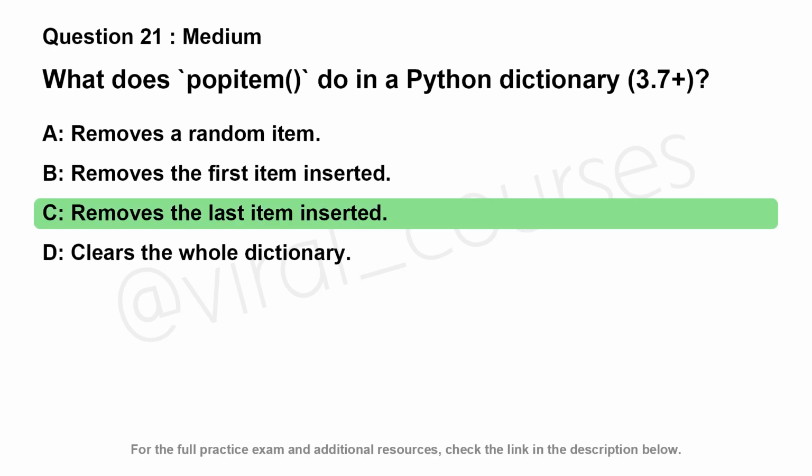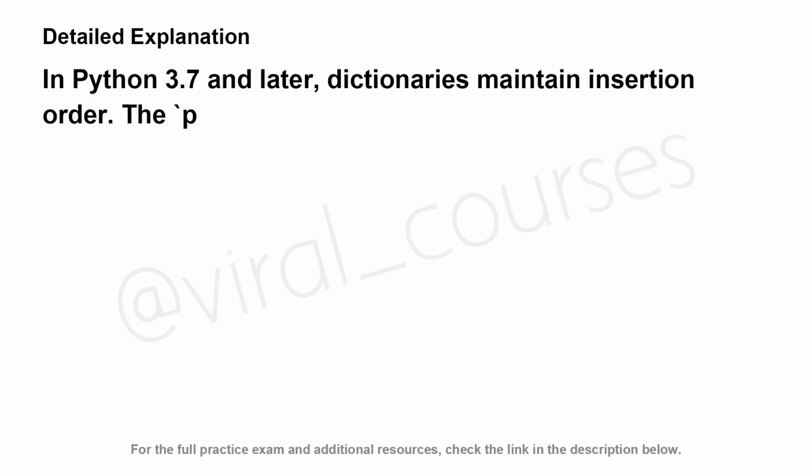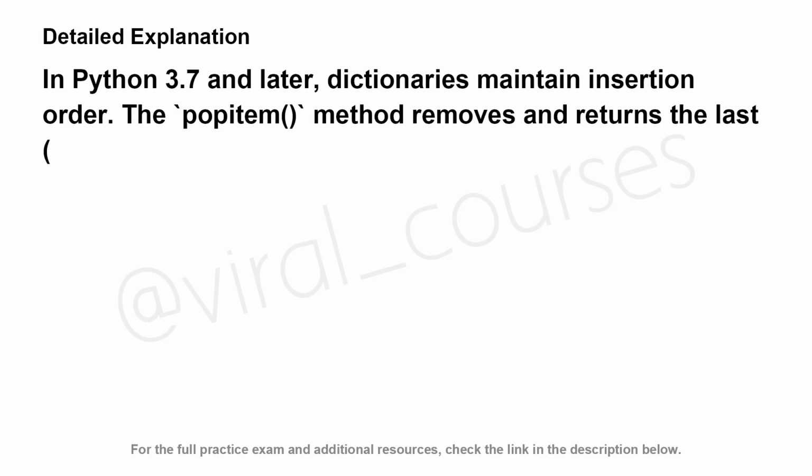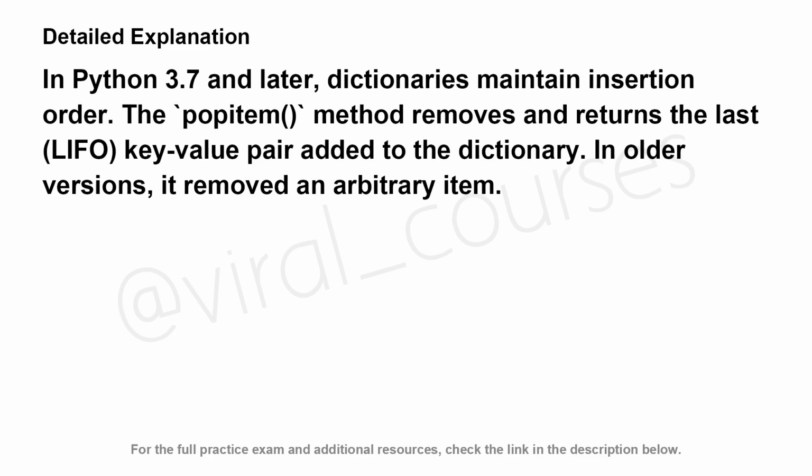The correct answer is C. In Python 3.7 and later, dictionaries maintain insertion order. The popitem method removes and returns the last (LIFO) key-value pair added to the dictionary. In older versions, it removed an arbitrary item.